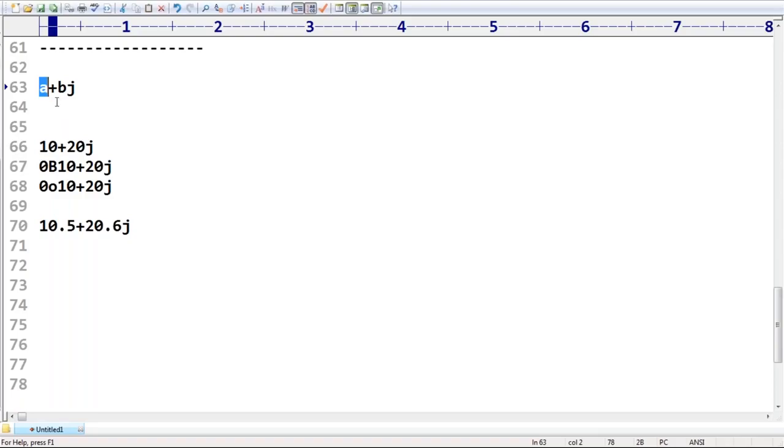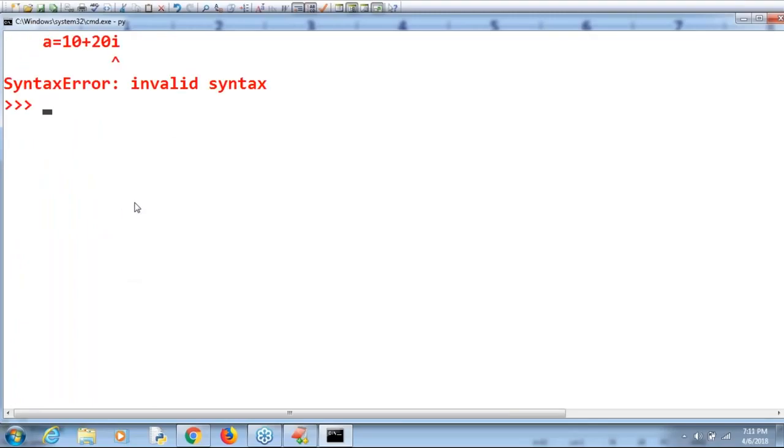Where is the proof for that? Now observe. Can you please tell, is 10 plus 20j valid or not? I'm just printing it. Valid. Now 10.5 plus 20.6j, valid or not? Some people are telling invalid. Am I doing any mistake? No mistake. Perfectly it is valid.